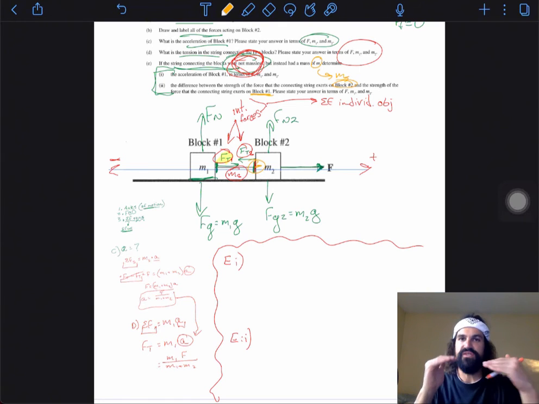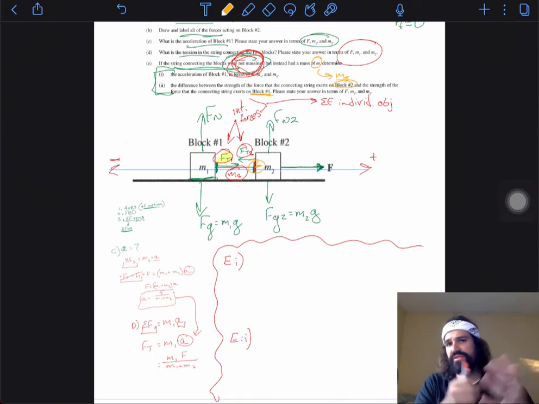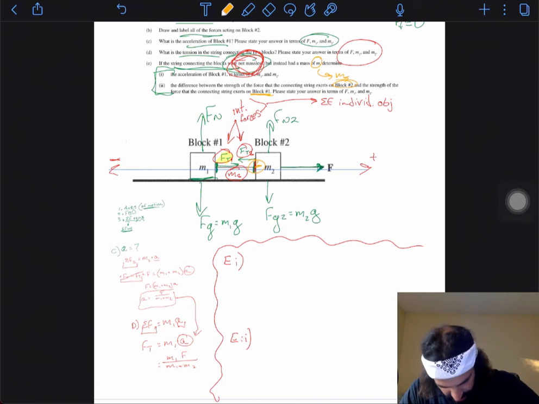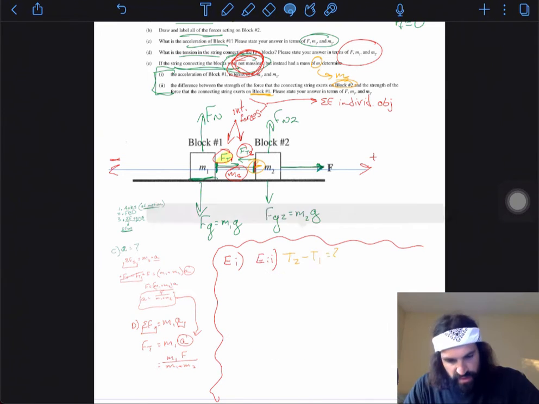Anytime you see the words "the difference in," and this will show up in several problems, just think back to math class. Difference means A minus B. So the difference in block 2 and block 1 is going to be, they're asking us to solve for T2 minus T1. And I'm going to move this up to give myself a little more room.